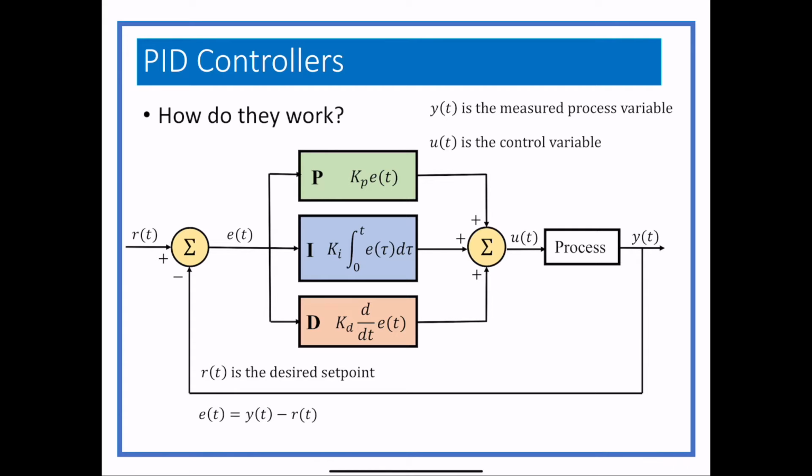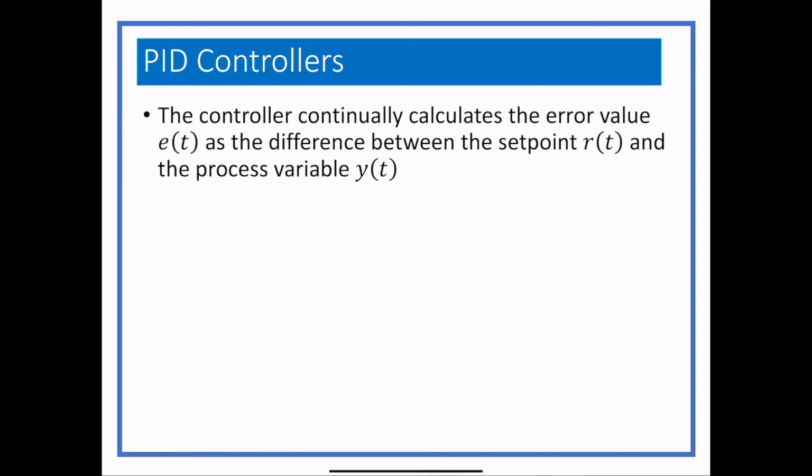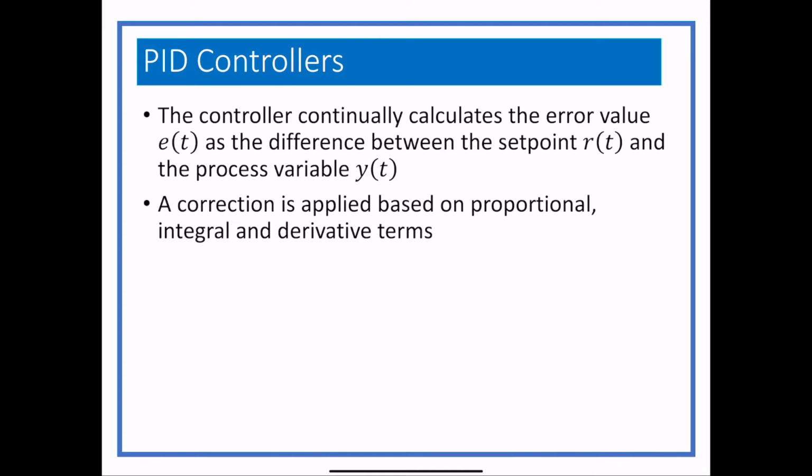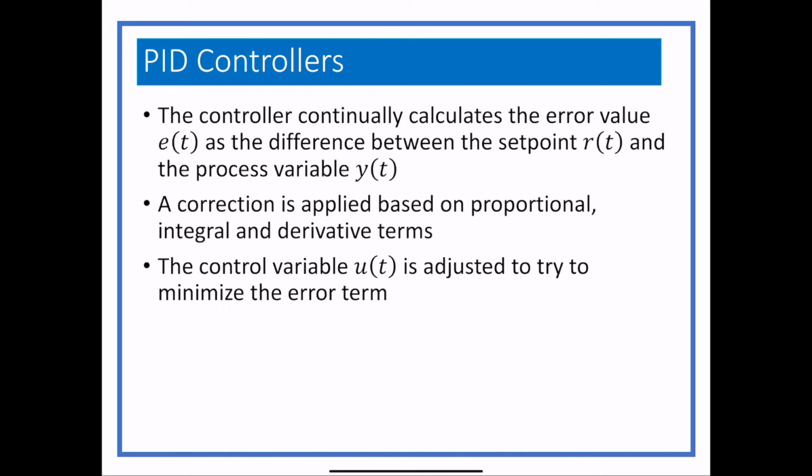Then that output is sent through whatever it is you're doing. So the process could be a whole big circuit that does a whole lot of stuff, and then it outputs something again. So basically, the error value is the difference between the two. And then the correction is applied based on the proportional, integral, and derivative terms. There are different K values you use for each one. They're weighted differently. And then the control variable is adjusted. And it's just repeated until you reach the desired set point.